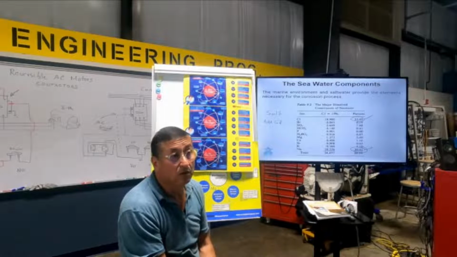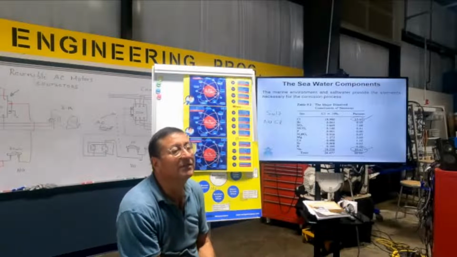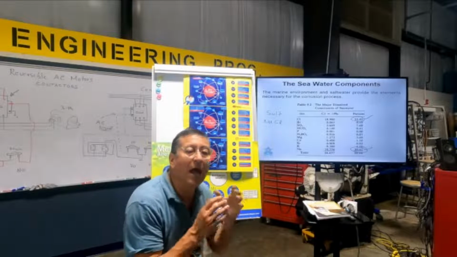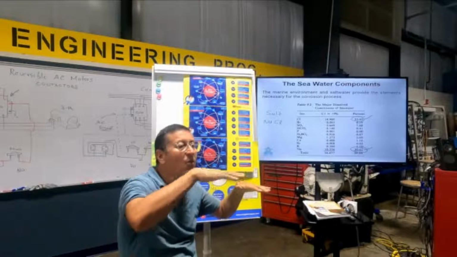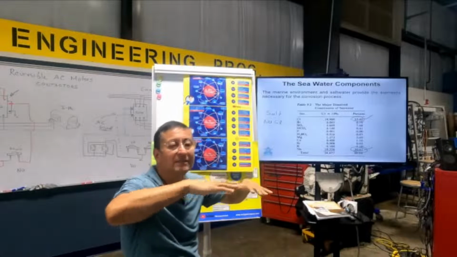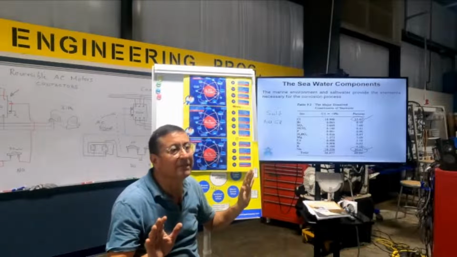Now you understand why salt water is a good electrolyte. It's a good conductor of electricity. Now you understand what happened when your boat sank and the salt water covers the batteries. Can you recover those batteries?